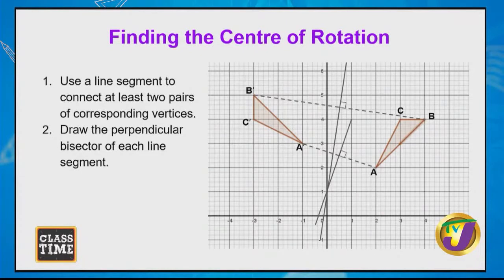Oh, and I see that those perpendicular bisectors intersect. Exactly. And since we know they must both pass through the center, then wherever they meet must be the center of rotation. In other words, the center of the circle, right?